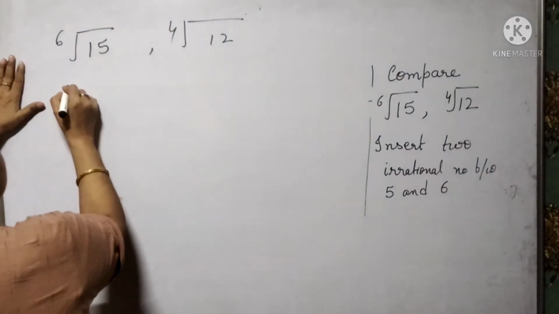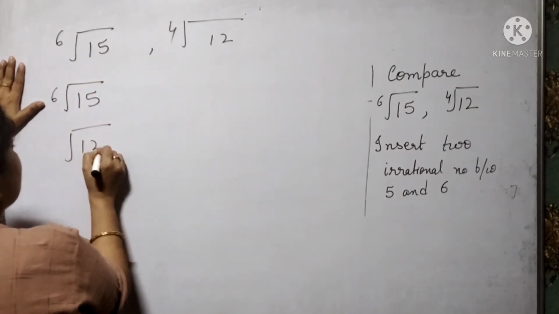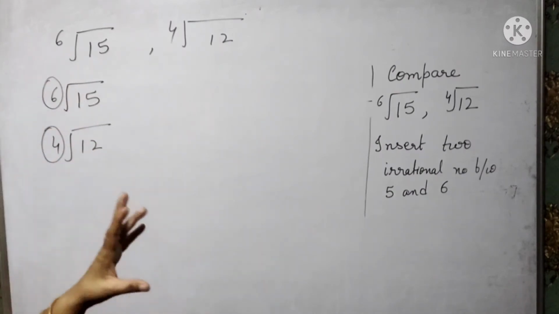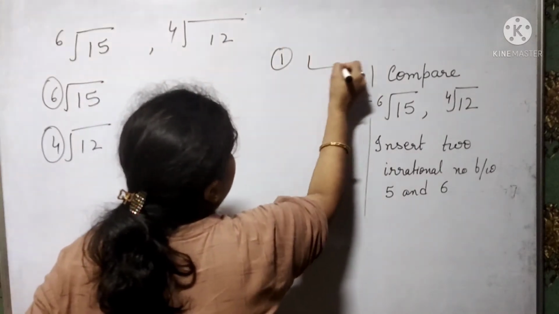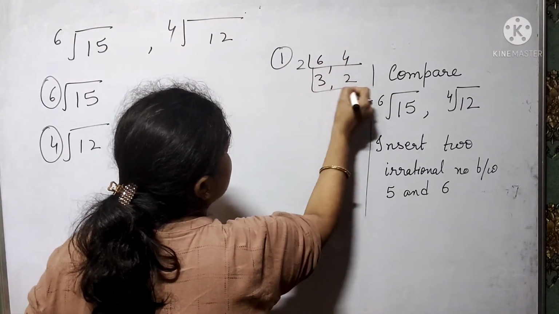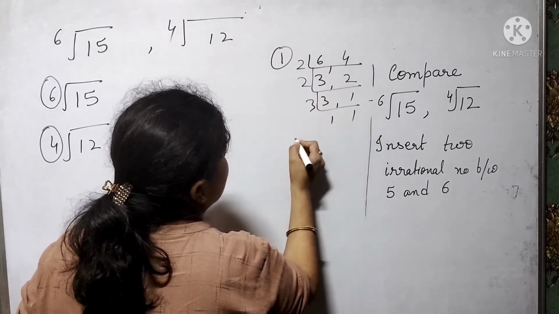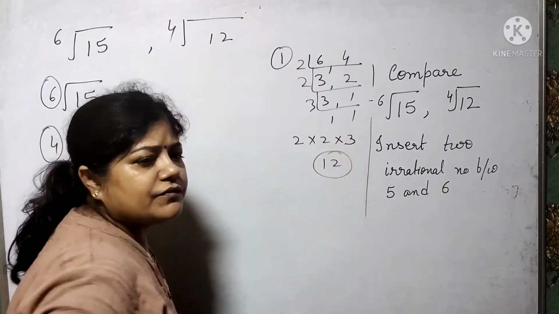Now, do in this way. Write under root 15, here 6, and under root 12, here 4. Now, just find out the LCM of these two. First step, when we find the LCM of 6 and 4, 2 3s are 6, 2 2s are 4, then 2, and then 3. What is the answer? 2 into 2 into 3, which is 12.